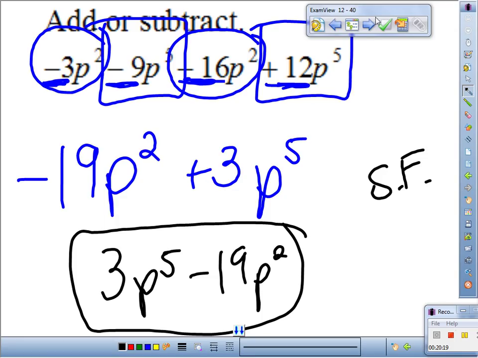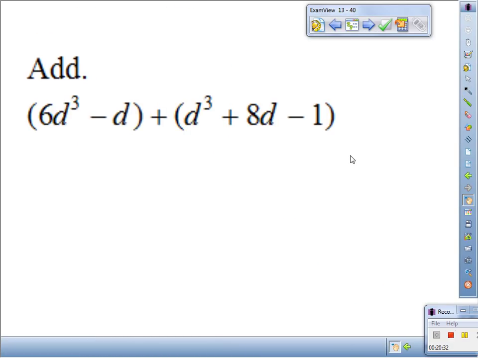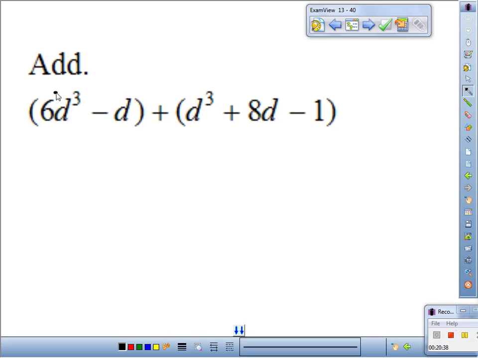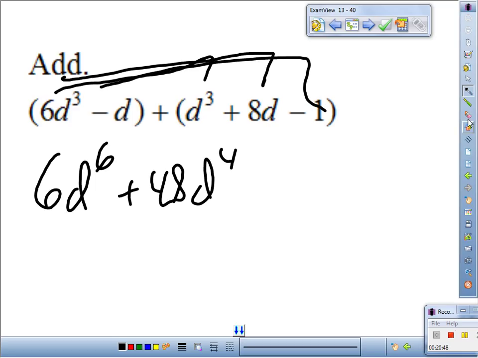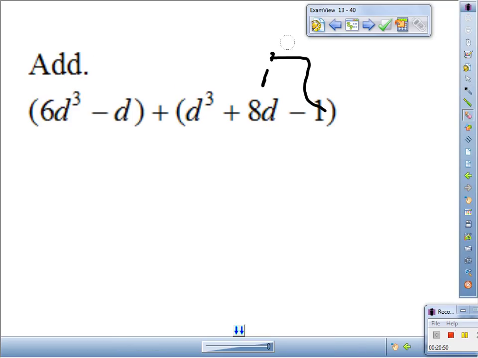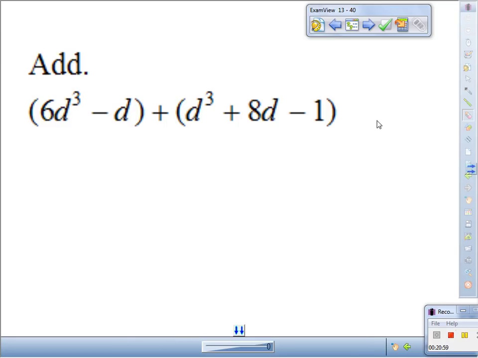Number 13. Look at this one. Now this one, check this out. Common mistake that I saw last time. Look up. Some of you did this. Oh, 6b to the third times b to the third, 6b to the sixth. 6 times 8, that's positive 48b to the fourth. No. What are you doing? What is that called? Multiplication. What is in big letters above that problem? So then why did you guys multiply? Don't multiply, my goodness. Add. What does that mean? We're going to combine like terms.